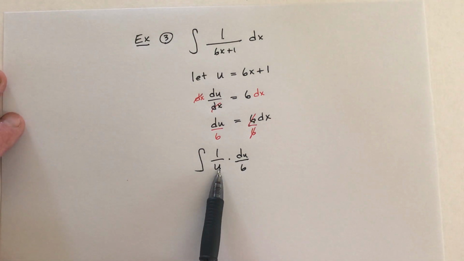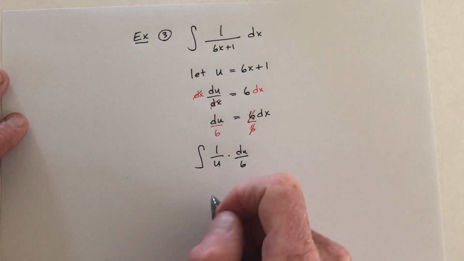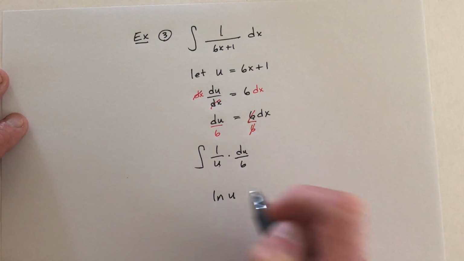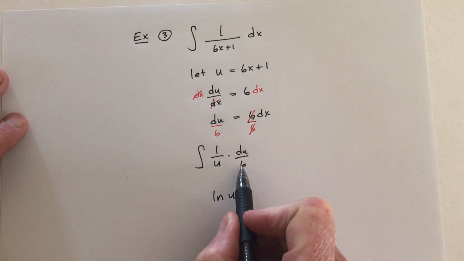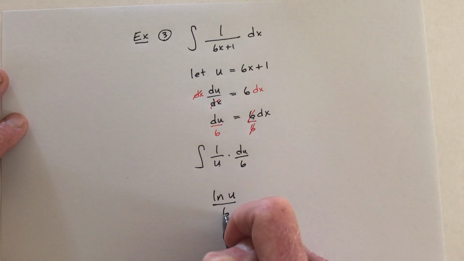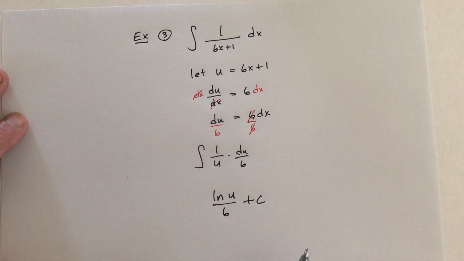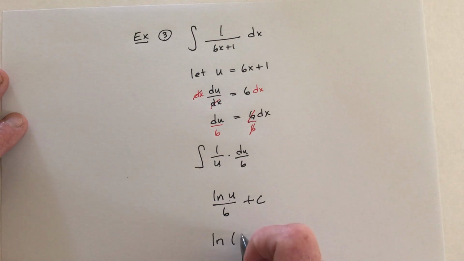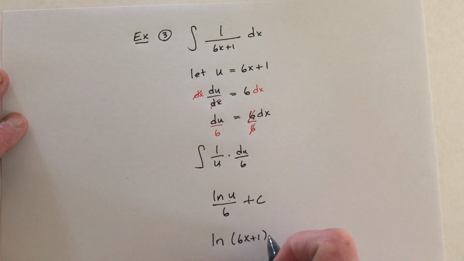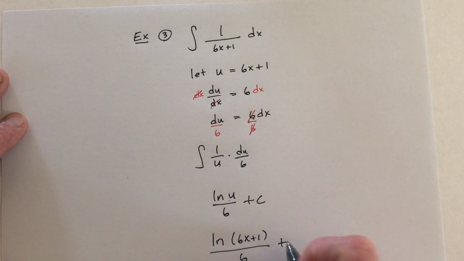And this comes from the derivative of natural log. So somebody had the natural log of u, and then they took the derivative of it and got 1 over u. So that means this one is natural log of u. And then it's still divided by 6, and then put a plus c. And as always, the last step is replace the u with whatever u equals. So this one's going to be the natural log of 6x plus 1 divided by 6 plus a c.